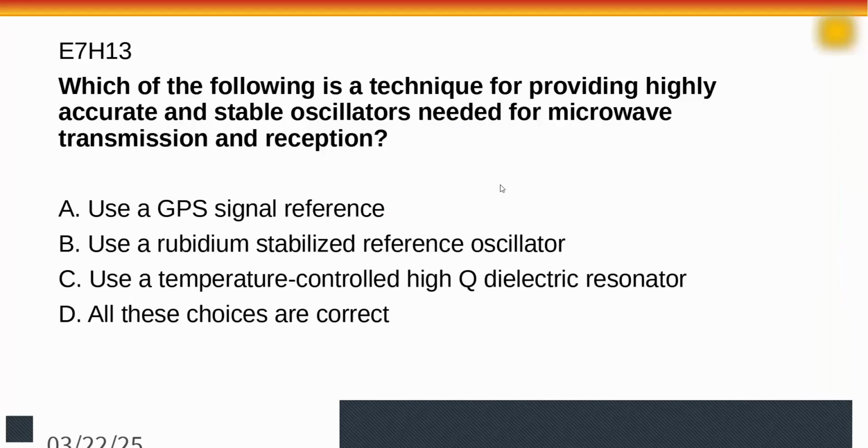So which of the following is a technique for providing highly accurate and stable oscillators needed for microwave transmission and reception? Now, these things are more important at microwave because of the high frequency, and 1 part per million at a gigahertz is a lot of cycles. You don't care so much about HF. It's our famous delta for the answer. All of those. Yep, it's all of them.